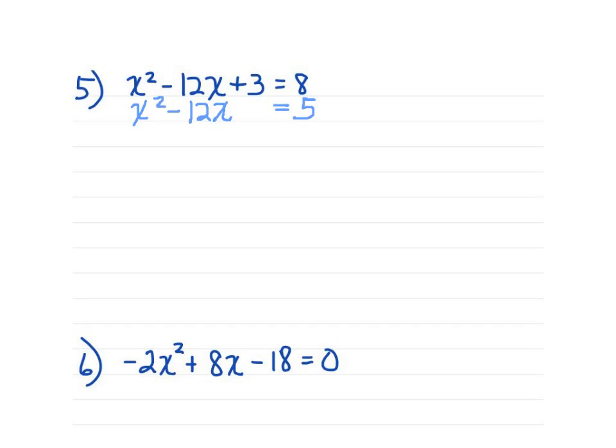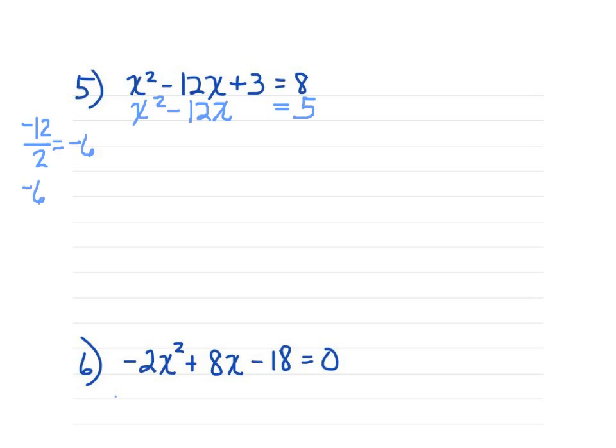Now let's find what c would need to be for this to be a perfect square trinomial. How do we do that? Go back and recall. We need to take b, which is negative 12, and find half of that. Half of negative 12 would be negative 6. Then we'll take that and square it, and the number I'm looking for is 36. So what I need to do now is add 36 to both sides. So I come up with x squared minus 12x plus 36 is equal to 41.